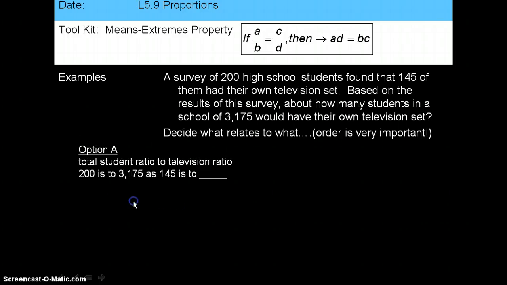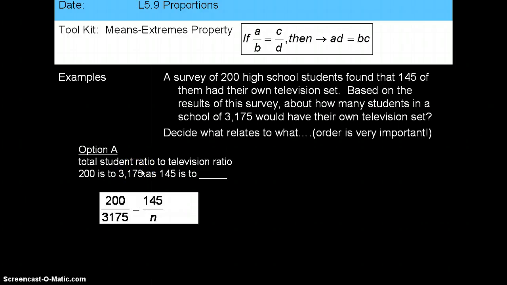So what do we mean by that? The sample total is 200 compared with the whole school total, which is 3,175. So we're comparing the sample total students to the school total students. And we're going to compare that with the relationship of the sample television owners to the school television owners. So 200 is to 3,175 as 145 is to blank.